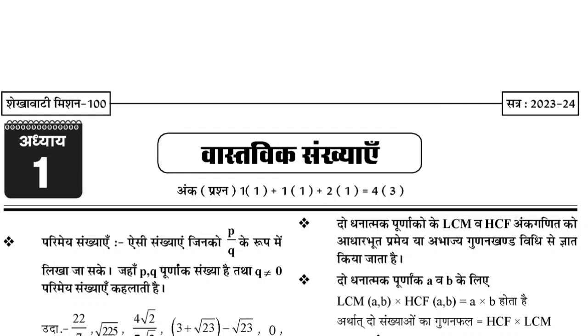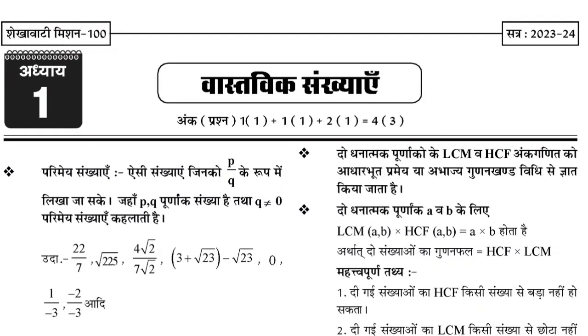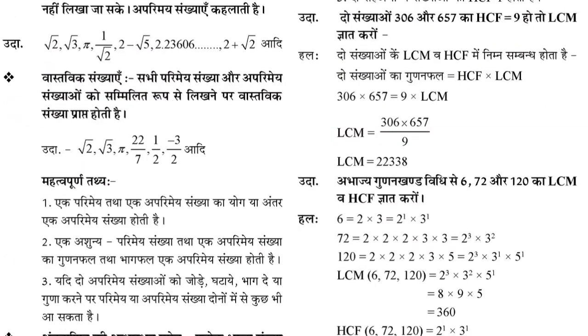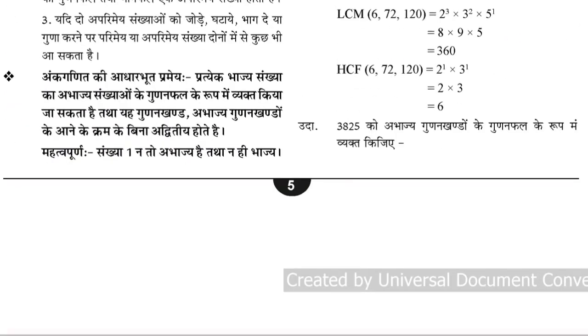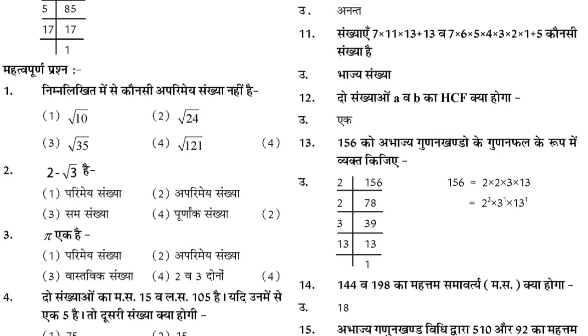The first chapter is Real Numbers. In the Real Numbers chapter, the chapter is 4 marks and there are 3 questions. In this chapter, the Shekhawati Mission 100 team has prepared every type of question here. This chapter contains rational numbers, irrational numbers and the factors, factorials, LCM, HCF and HCF.